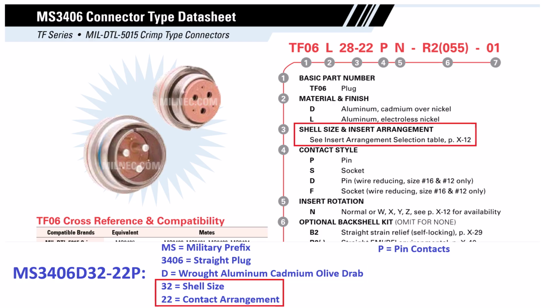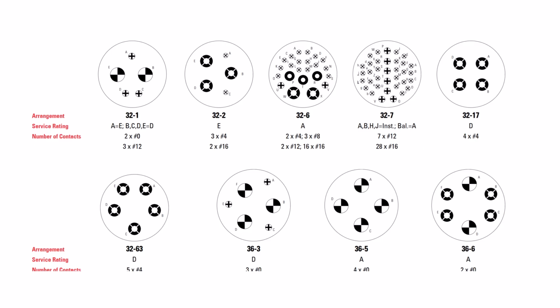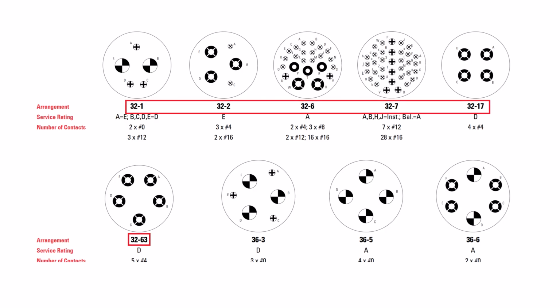Next, we have to turn to page 12 for the insert arrangement selection table. But something peculiar happens here. You can't find the 32-22 arrangement in the MILNEC catalog, which likely means this arrangement does not exist in the official MIL-DTL-5015 specification. If you have a part number like MS3406D32-22P, it might be a custom or vendor-specific configuration or a misinterpretation of the insert arrangement code.